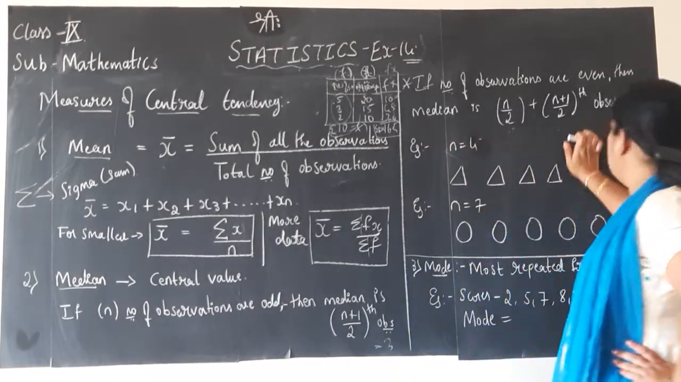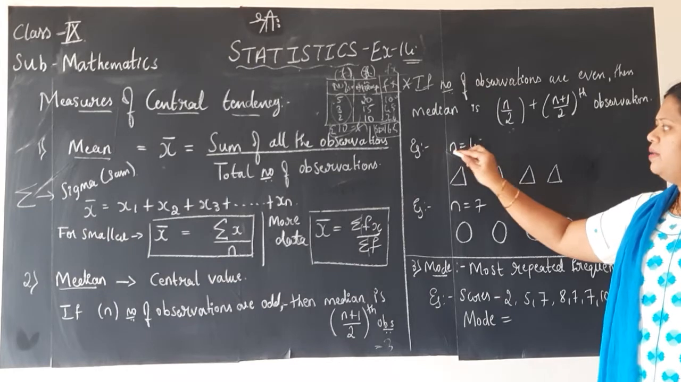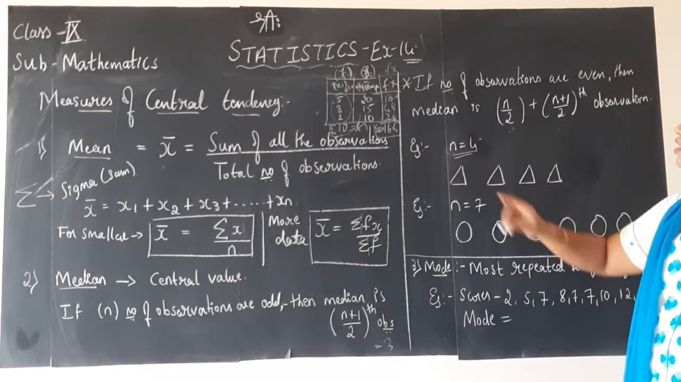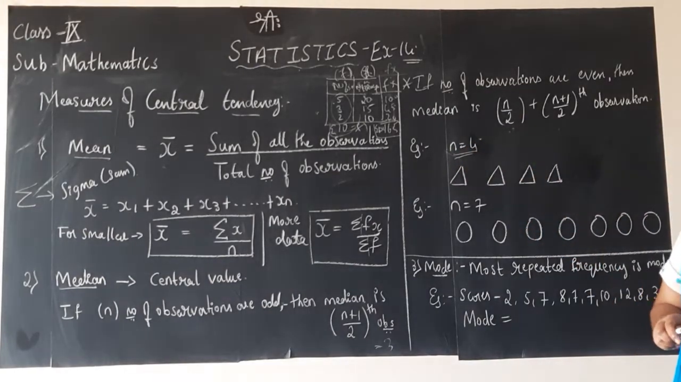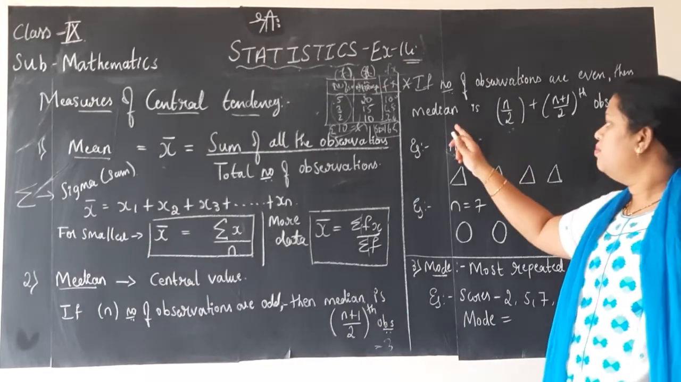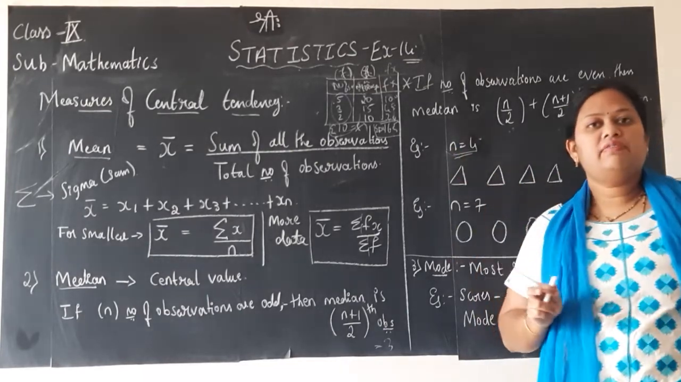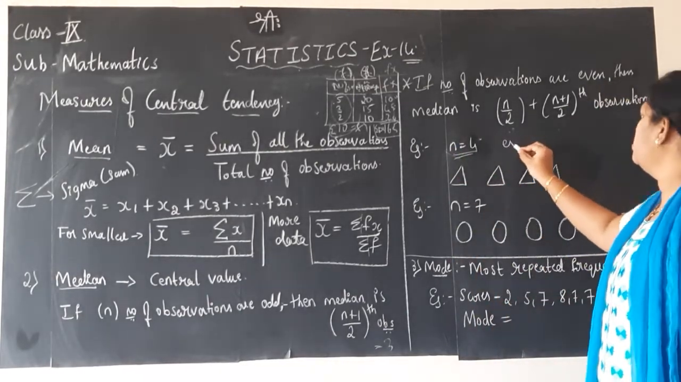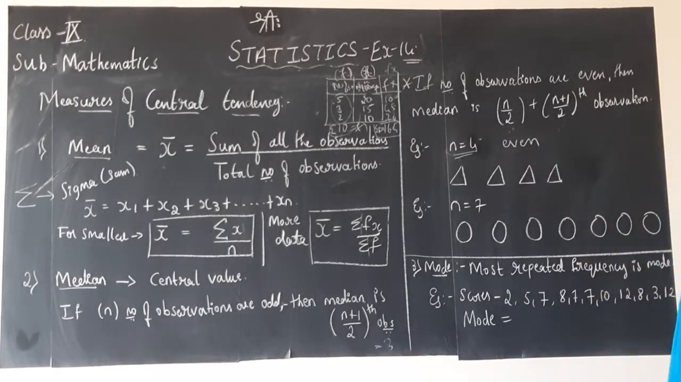I will erase one triangle. Okay? So for example, n is equal to 4. n equals 4 under children. Here the number of observations is even. 4 is an even number, no? So the number of observations is even.